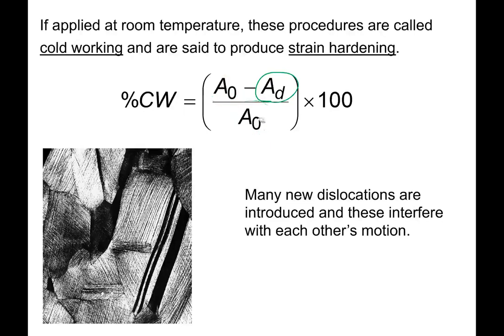Okay, so usually when we're dealing with percent changes in a property, you usually do the final minus initial. This is doing the initial minus the final. Just notice that. Okay, still over initial on the bottom. The reason is because we want the percent cold work to be a positive number, and when we cold work it, we're reducing the area. So they've switched the terms just so we have a positive number.